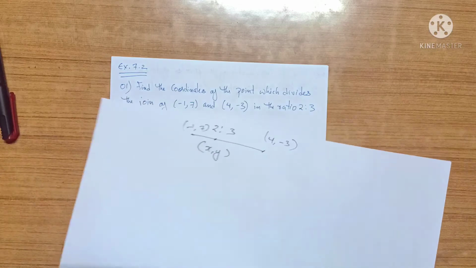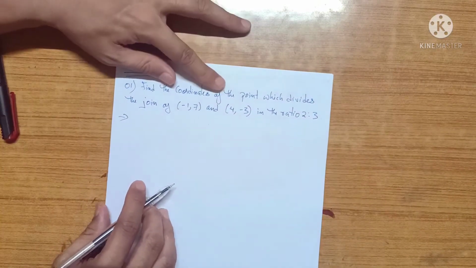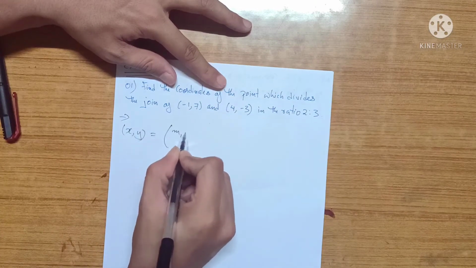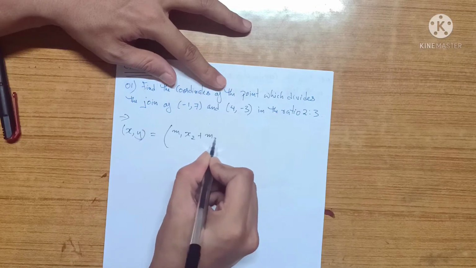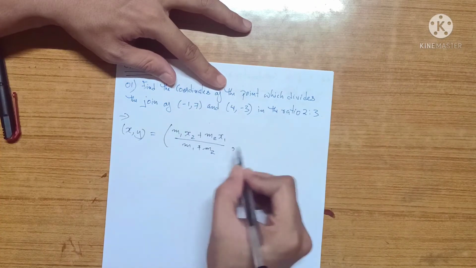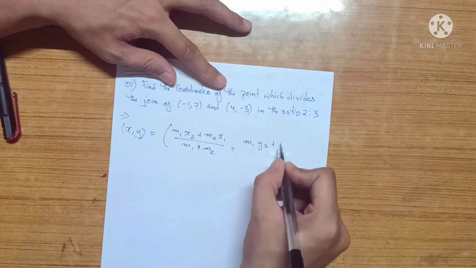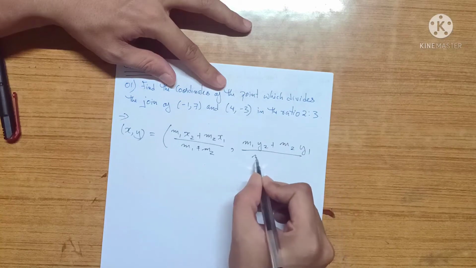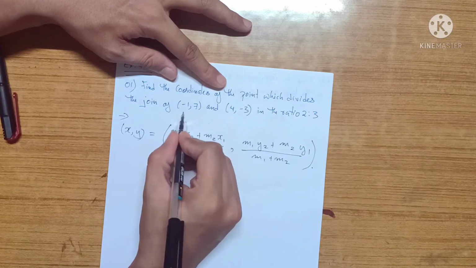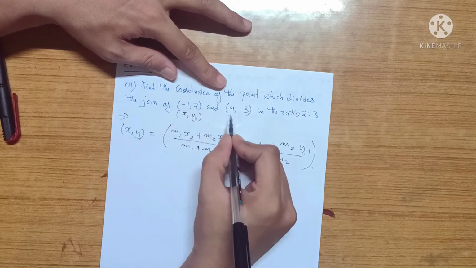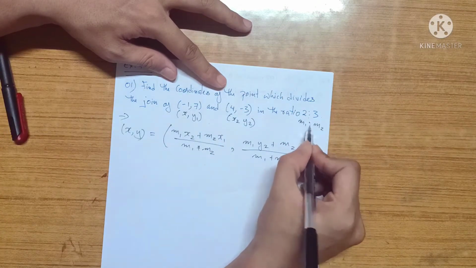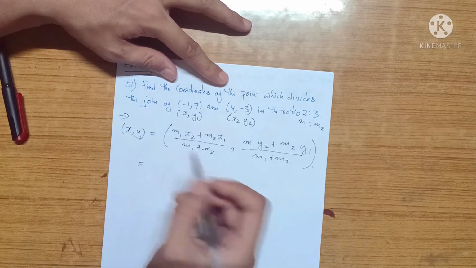So we just apply the formula and then we'll get the answer. The formula is (x, y) equal to (m1 x2 plus m2 x1) by (m1 plus m2), comma, (m1 y2 plus m2 y1) by (m1 plus m2). In this case, this is your x1, y1, this is your x2, y2, and this is your m1, m2. Let's substitute the values and we'll get the answer.